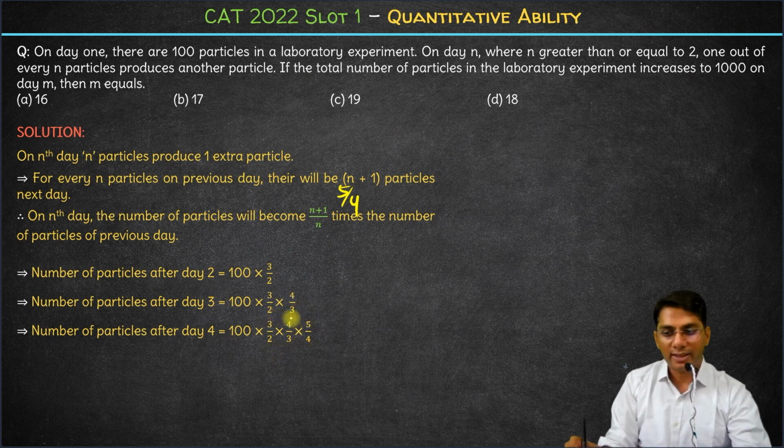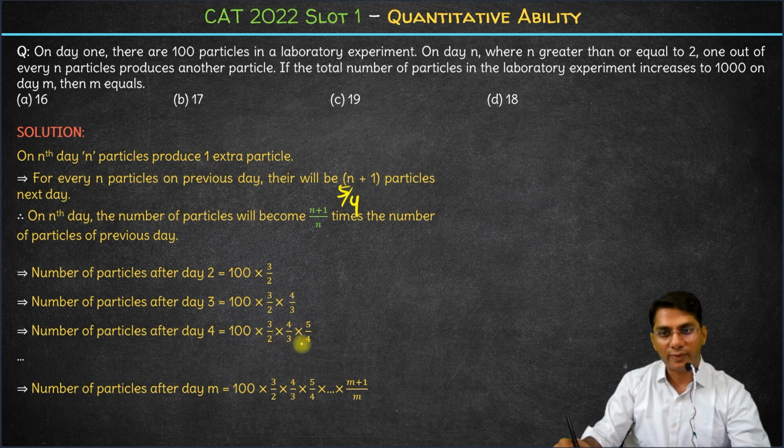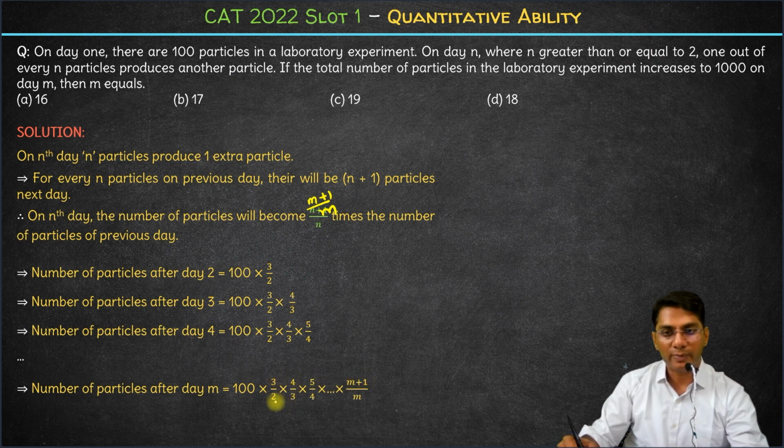So on the mth day, at the end of the mth day, the number of particles will be 3 by 2 into 4 by 3 into 5 by 4, so on till (m plus 1) upon m. This is the ratio that will be applicable for the final day. So on the mth day, we'll have numerator 3 into 4 into 5, so on till m plus 1, and the denominator will be 2 into 3 into 4 till m. Now if you see, 3 gets cancelled out, 4 gets cancelled out, 5, so on till m gets cancelled out.